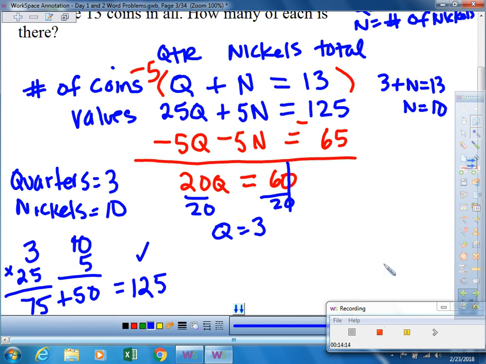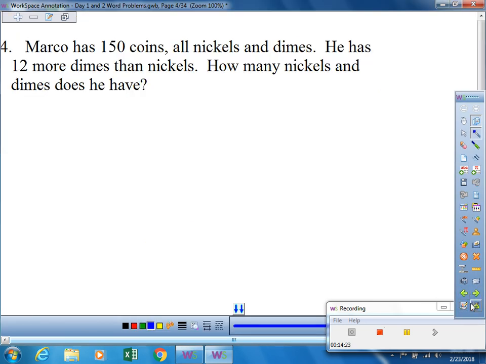Okay, so those are problems 1 and 2. Number 3 is your homework. Now let's go to the next one. So for your notes, I want you to label it number 4, because this is number 4 on that paper that I'm going to hand you. Marco has 150 coins, all nickels and dimes. He has 12 more dimes than nickels. How many nickels and dimes does he have?